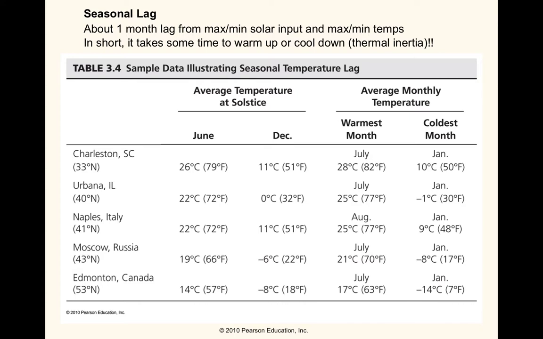Seasonal lag. There's about a 1 month lag between the maximum solar input, the summer solstice, and the maximum temperature. In short, it takes some time to warm up or cool down. There's some thermal inertia there.